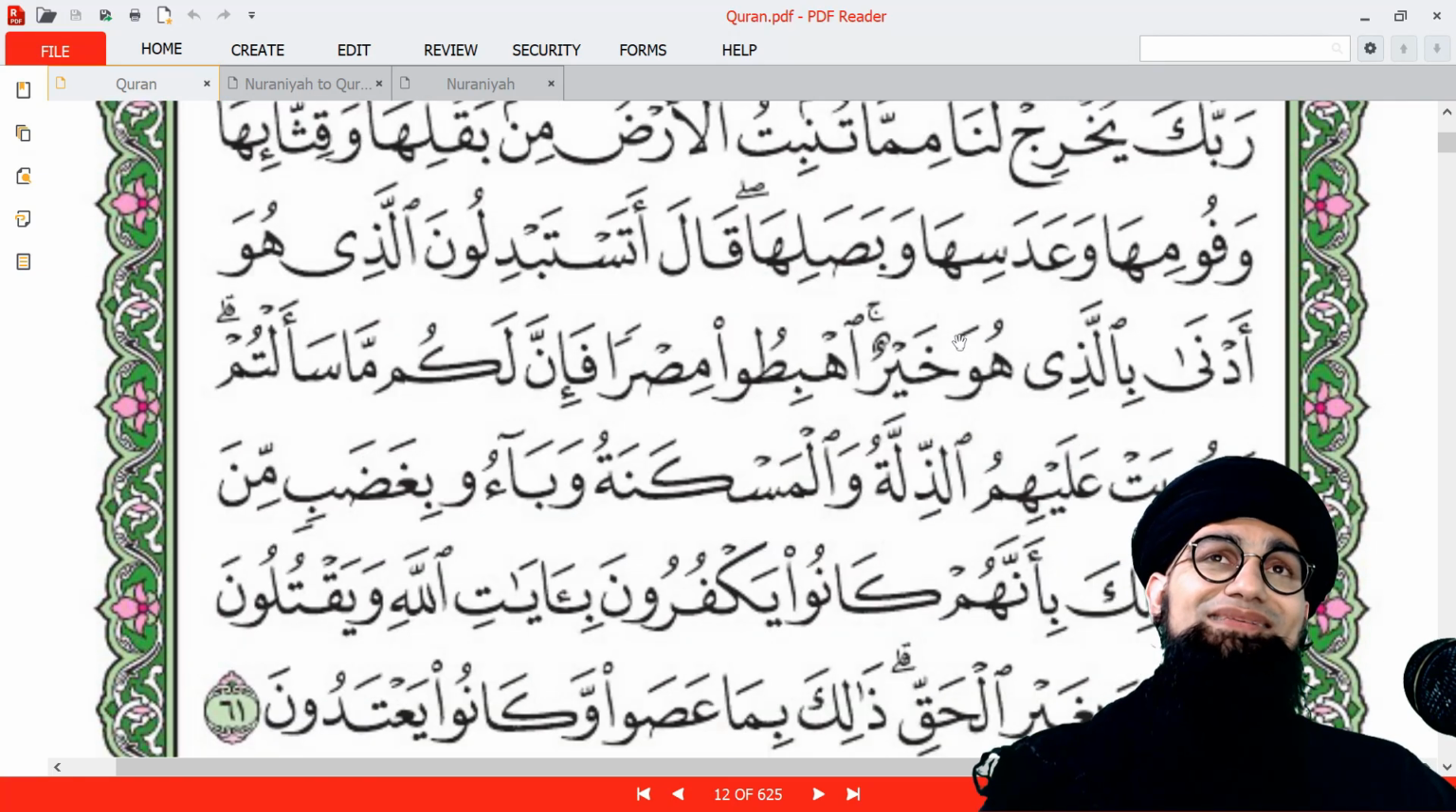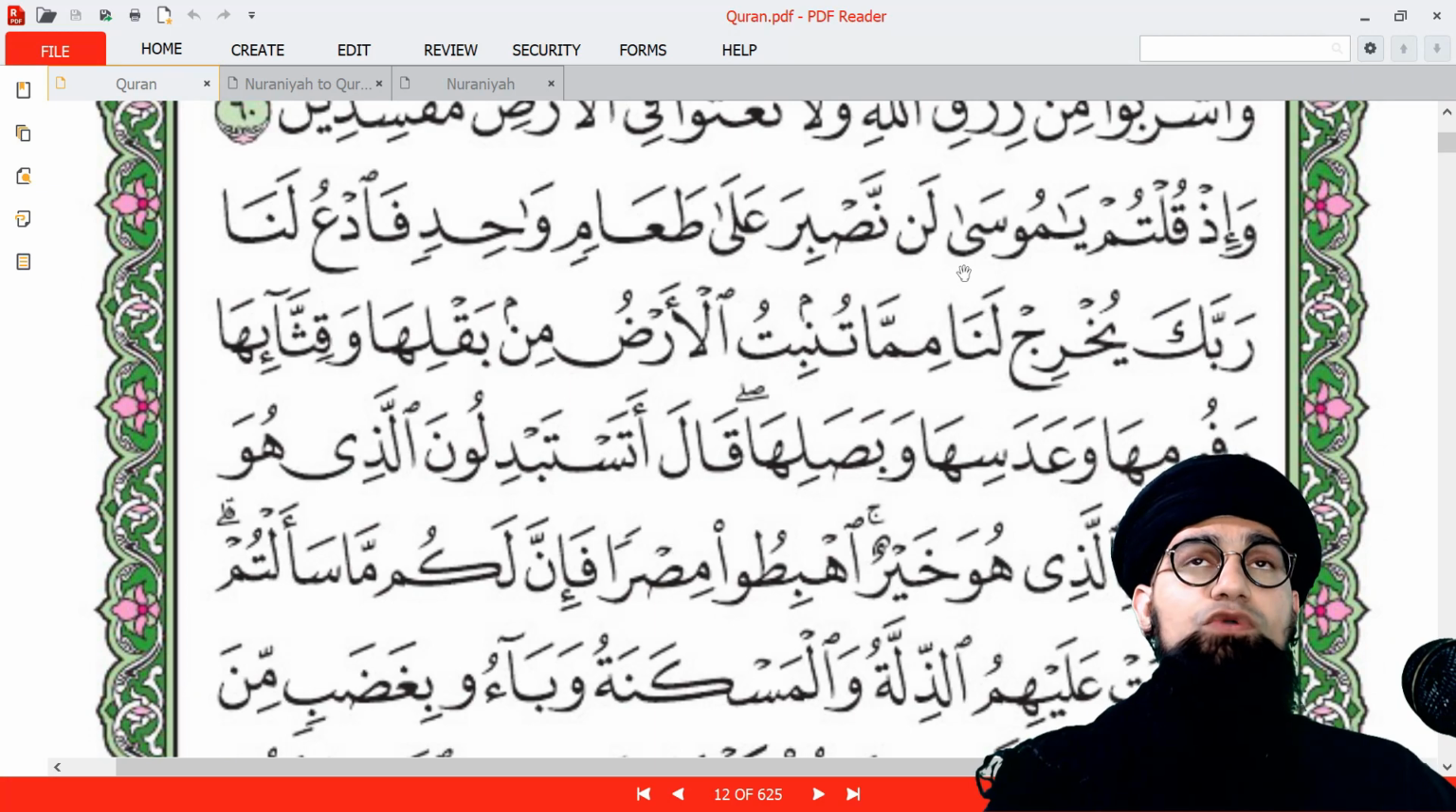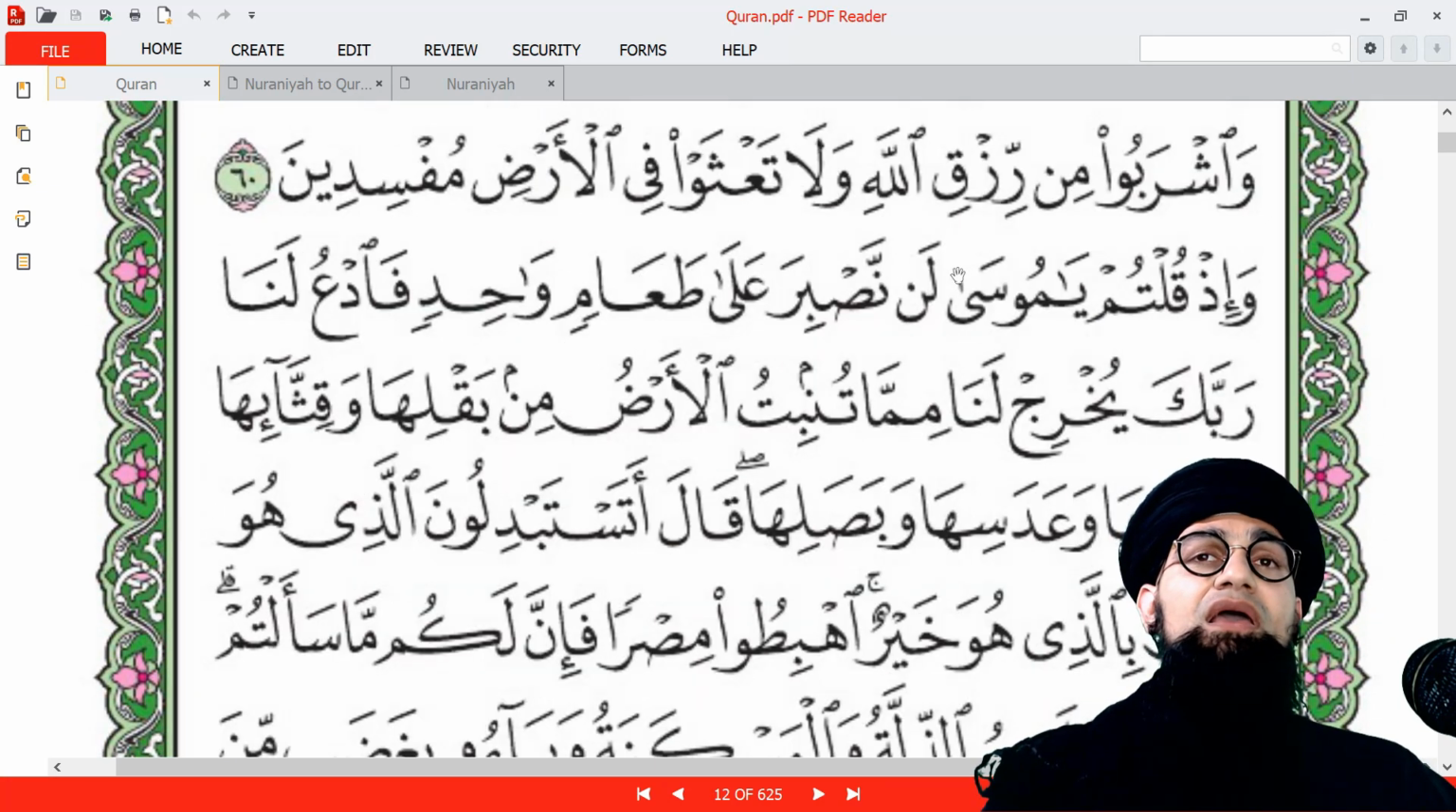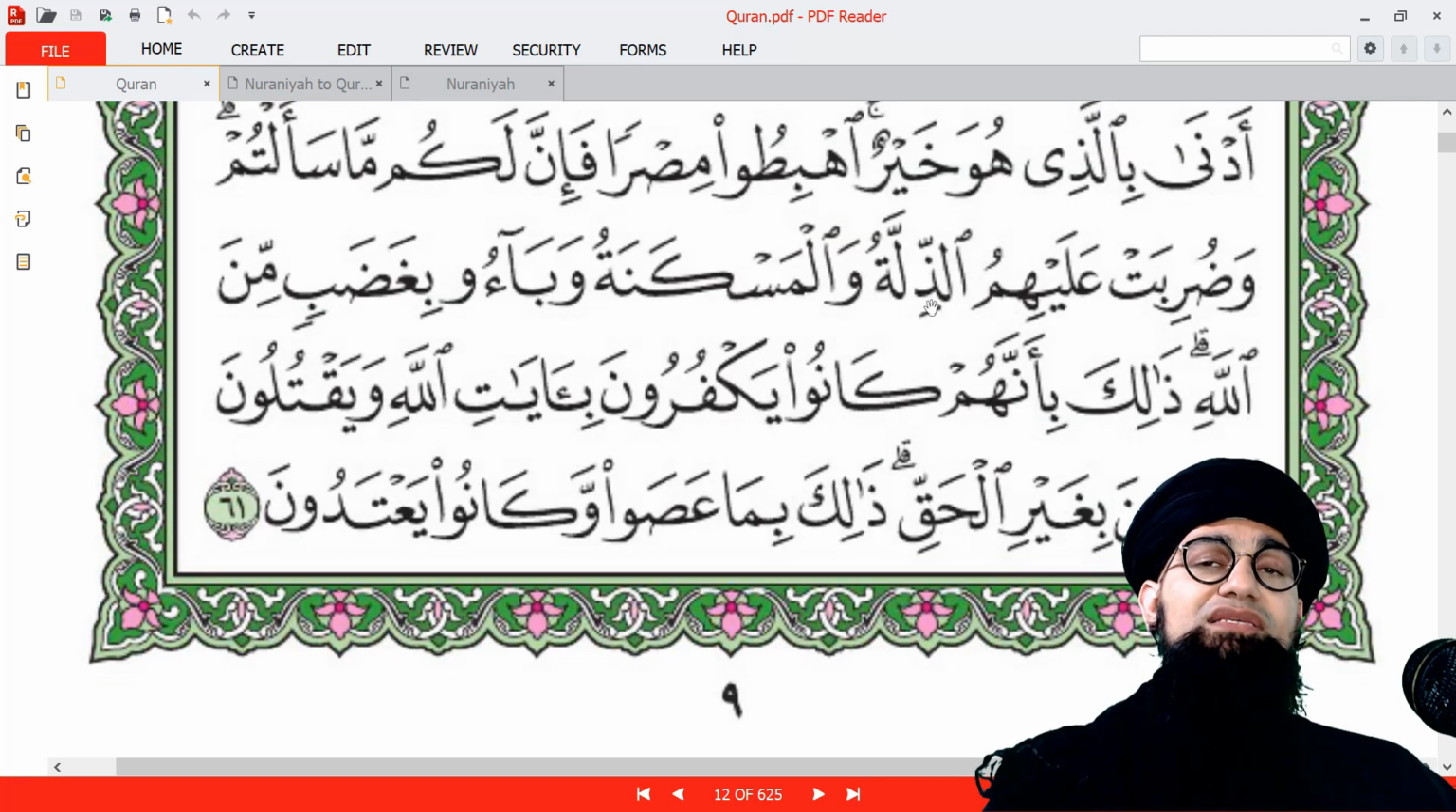So here we took some exercises on qalqala letters and we saw qutba jad and we bounced on them, and we will take inshallah more exercises next time.